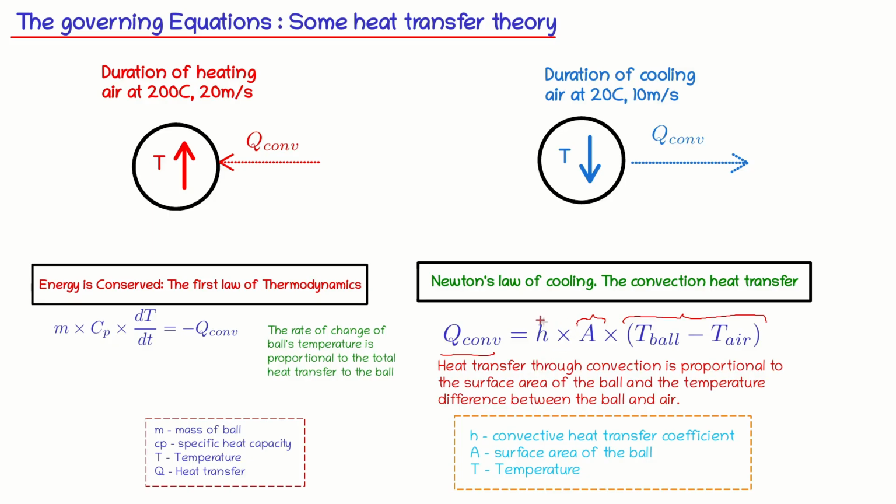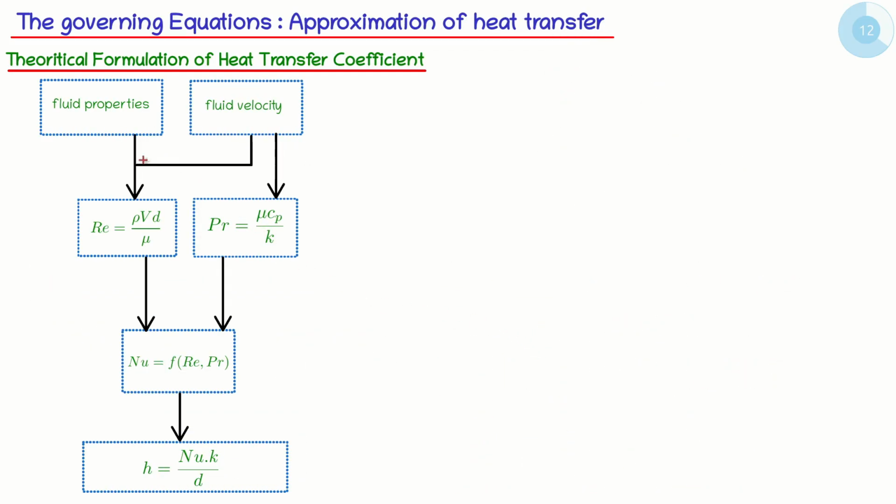Now, that constant of proportionality is known as the heat transfer coefficient, which is a complex parameter that needs to be evaluated through multiple procedures. The theoretical formulation of heat transfer is a pretty involved process, which involves fluid properties, fluid velocities, and the determination of dimensionless parameters such as Reynolds number, Prandtl number, and we have several empirical correlations such as Dittus-Boelter, Nelensky, etc. for finding the Nusselt number, which is another dimensionless parameter for heat transfer calculation.